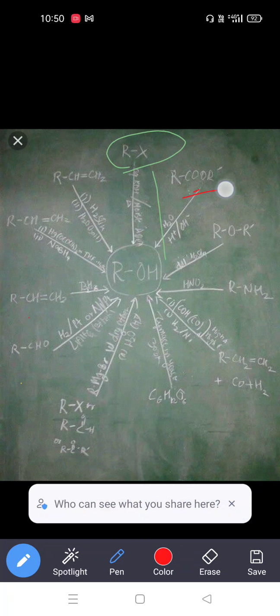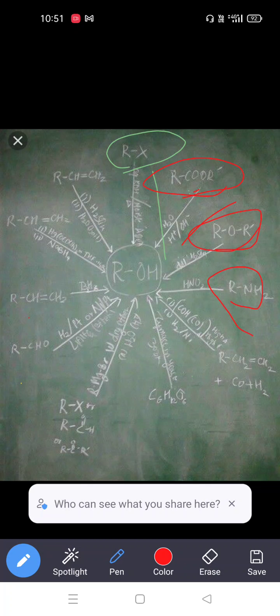Preparation of alcohols from esters also. This is also very important. Esters involved in a hydrolysis process produce the alcohols. So this is also very important. This one, ethers, in the presence of dilute H2SO4, involved in a hydrolysis process to produce the alcohols.